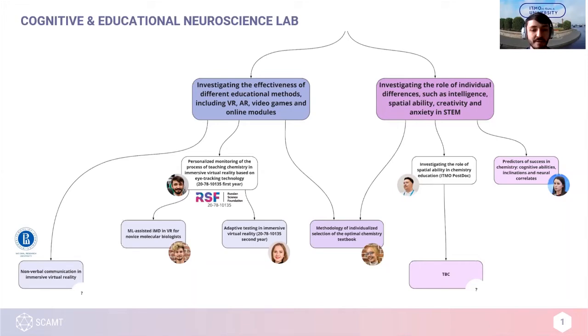And we have two main research areas. The first is investigating the effectiveness of various educational methods, including but not limited to virtual reality, augmented reality, different online modules. And the second research area is investigating the role of individual differences, such as intelligence, spatial ability, creativity, and things like that. Next slide, please.